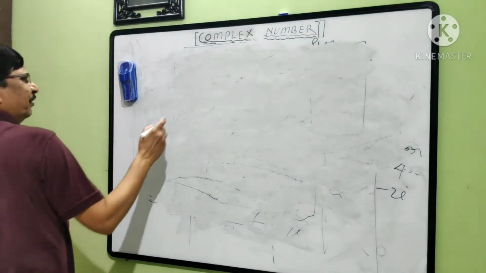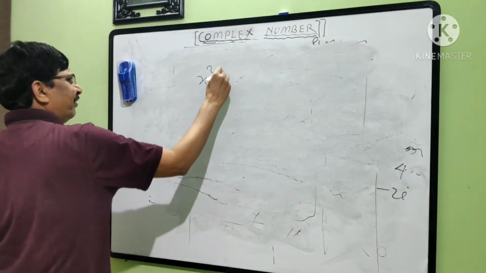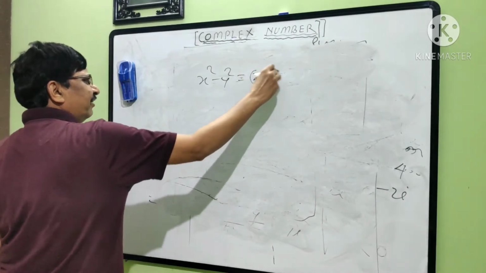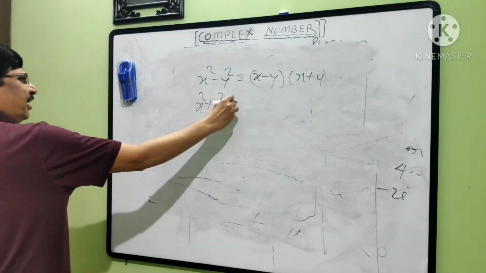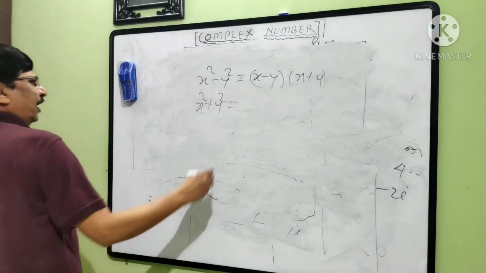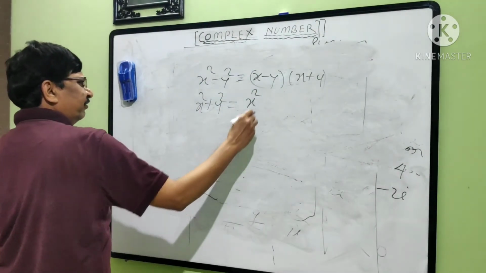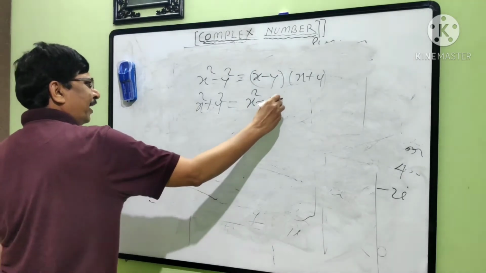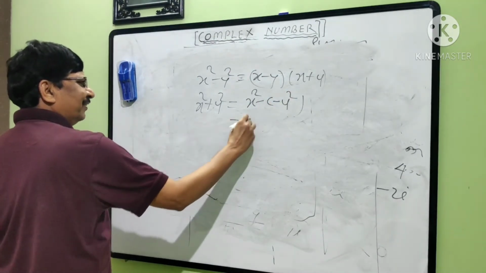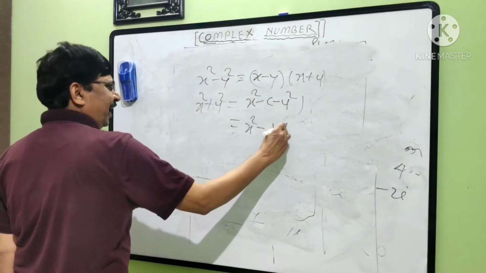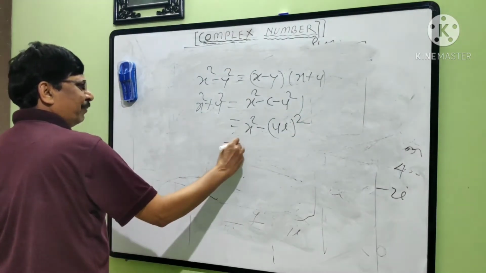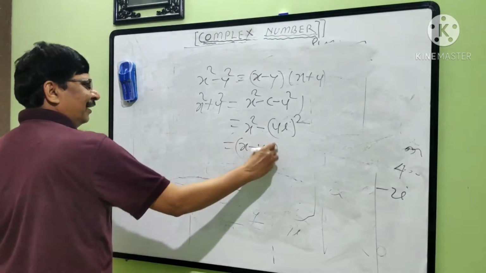Vice versa. Now x square minus y square, what are the factors? x minus y, x plus y. But what about x square plus y square? These factors are complex. How? x square plus y square I write as x square minus of minus y square. Now minus y square means (yi) whole square, so the factors are x minus yi, x plus yi.